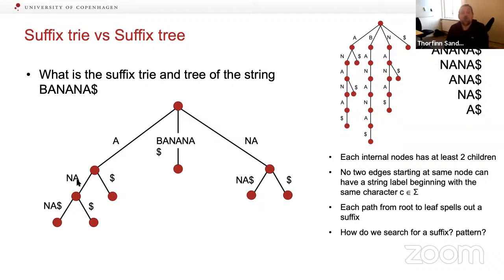Okay. So when we have constructed a suffix tree, then by construction every internal node has at least two children. No two edges that start at the same node can have the same character. And as we go through this tree, every path specifies a suffix. If you wanted to search for a suffix, then we can just go through this. Does NANA occur? We see, is this an NANA? No, no. Is this an NANA? No. Is this NA? Yes. Then we go down here and then we ask again.